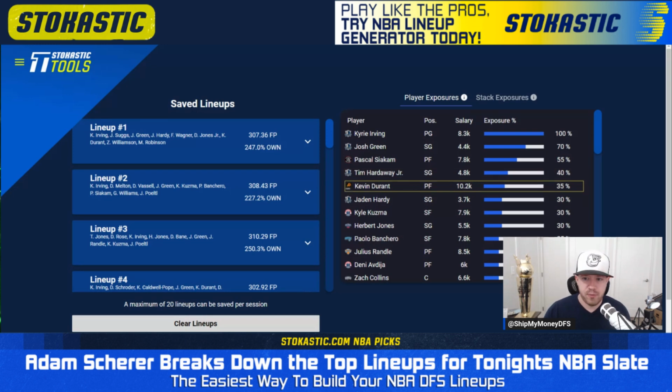Kevin Durant without Devin Booker, showing up 35% of the time. We're getting to 30% Jaden Hardy, Kyle Kuzma, Herb Jones, 25% apiece on Paolo Banchero, Julius Randle, who is also questionable, Denny Avdia, Zach Collins. So names here are a little bit better.